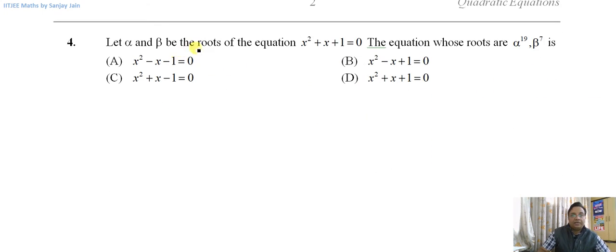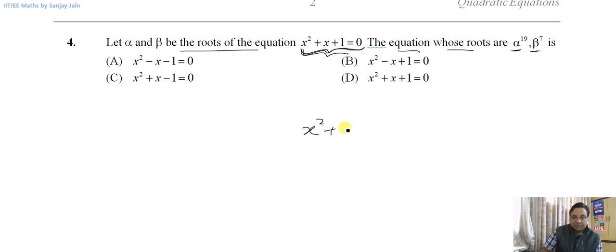If alpha and beta are the roots of the equation x square plus x plus 1 equals 0, then find the equation whose roots are alpha raised to power 19 and beta raised to power 7. Now this is a question which can be solved using complex numbers, but we are solving it at our class 10th level. So let us think about this question like this.